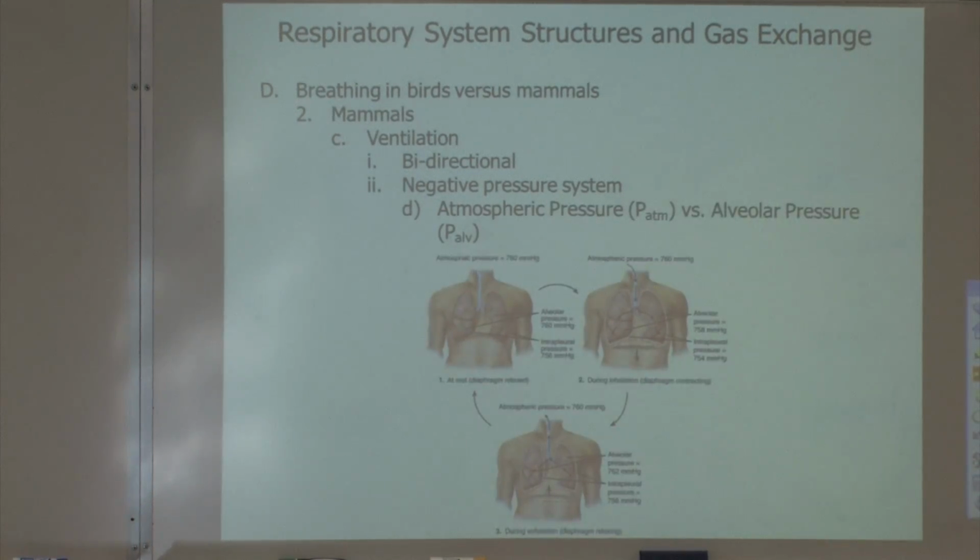So the two pressures that we are concerned with to make this happen are atmospheric pressure, the pressure in the atmosphere, and alveolar pressure, the pressure inside of the alveoli in the lungs. In order to inhale, we have to make the alveolar pressure lower than atmospheric pressure, right? Atmospheric pressure isn't going to change while we are, for example, in this room.